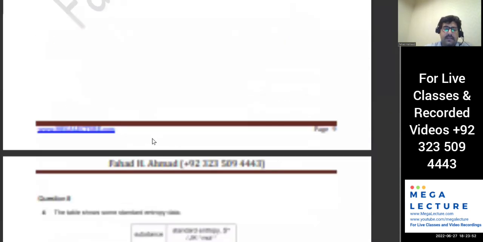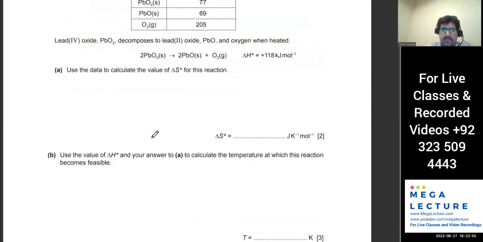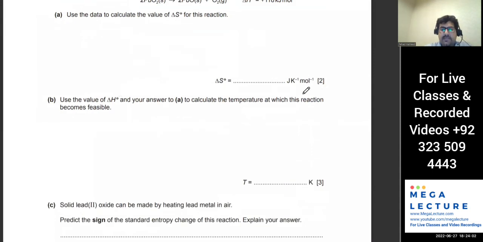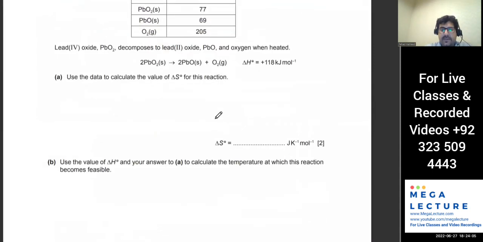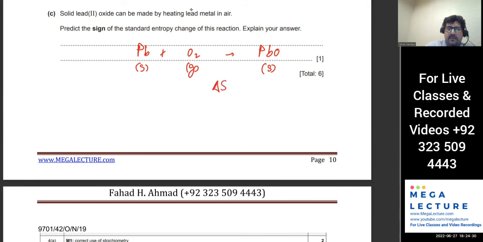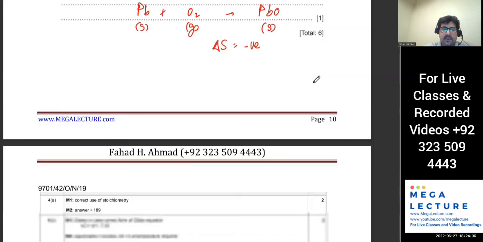Let's go through some other ones. Most of the questions are very typical. Calculate delta S, and then use the value to calculate the temperature at which this reaction becomes feasible. So pretty much the same one. Predict the sign of entropy change for this reaction. Lead 2 oxide can be made by heating lead metal in air. So this is solid, this is gas. It's pretty obvious that the entropy change for this reaction is negative because the gas turns into a solid.